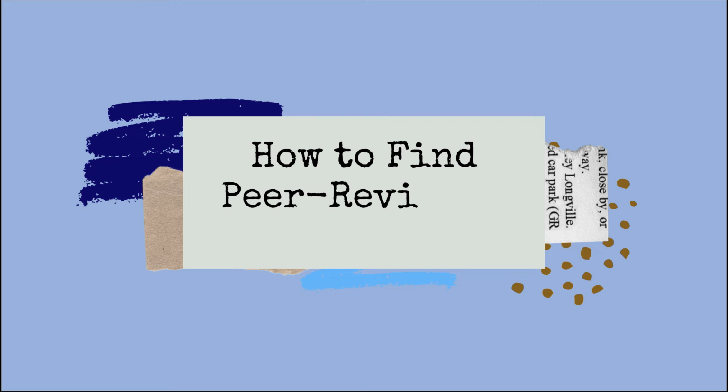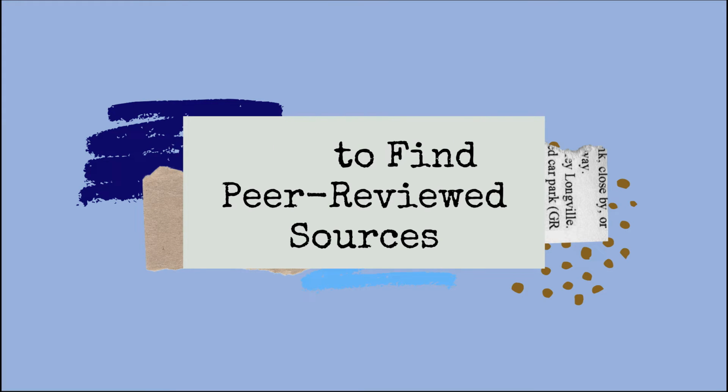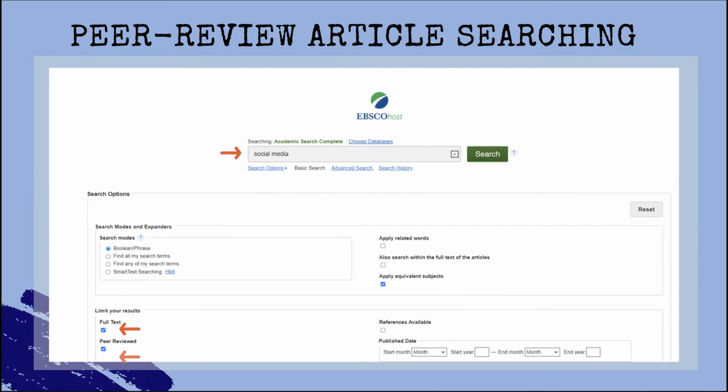Now we are going to discuss how to find peer-reviewed sources by limiting to these types of articles in a database search. This is an example of a search in the Academic Search Complete database. The topic I am searching for is social media.